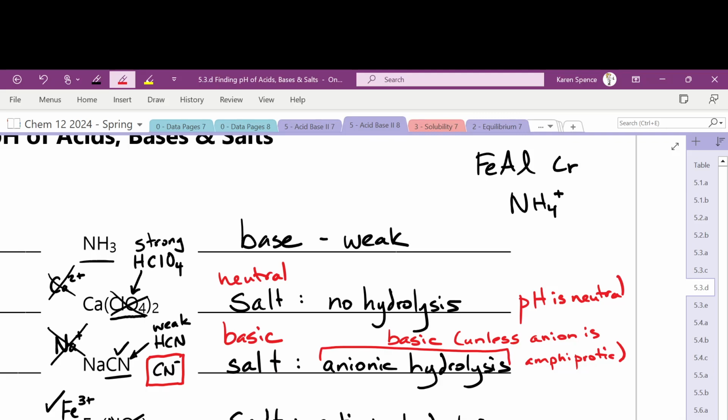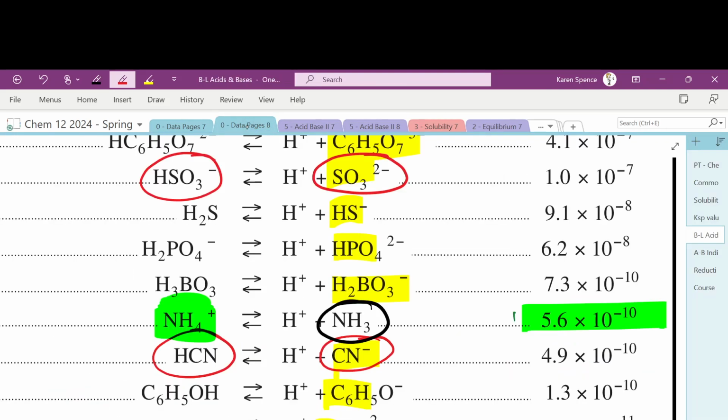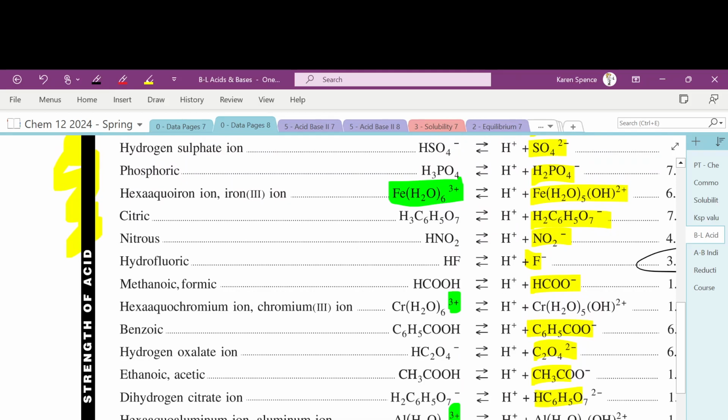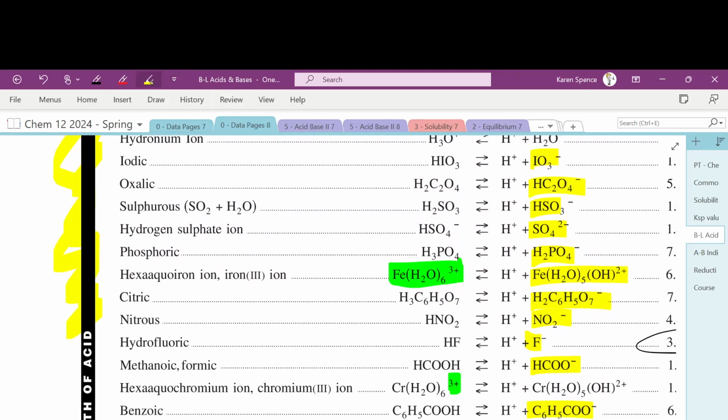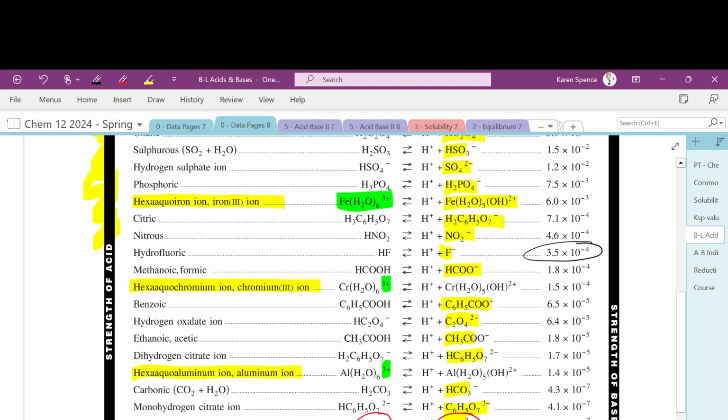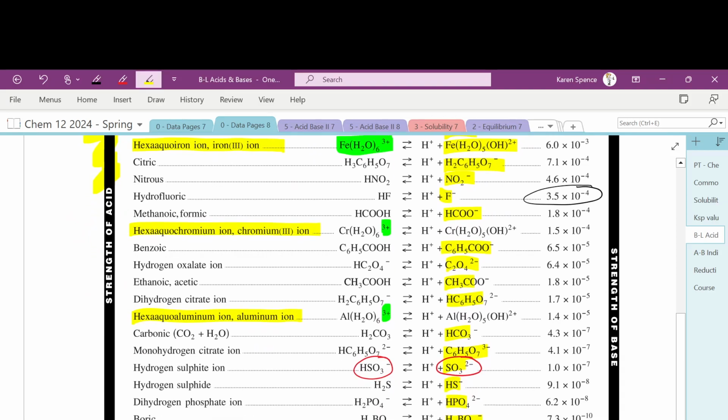And what about our 4 cations? Cations give you an acidic solution. And if you happen to forget that, you can go to your data pages and look them up. Where are those? They are over where you have the big long names: hexaaquoiron, hexaaquochromium, hexaaquoaluminum, and of course our 4th cation is ammonium.